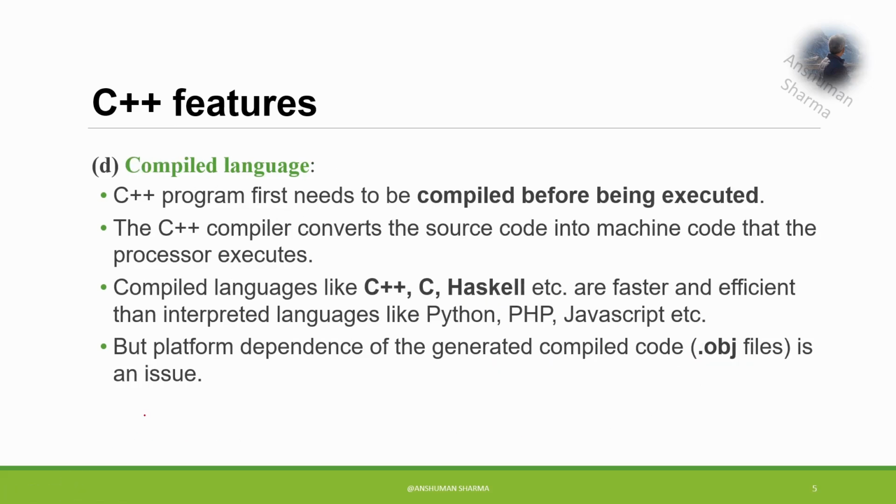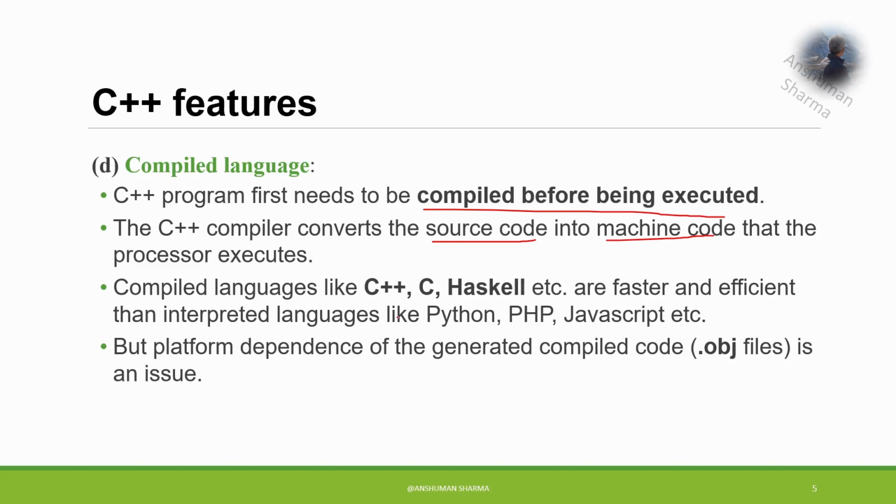Next, it is called a compiled language. As you know, we have to make a program. When we make a program, it is called the source code of the program. Whenever you have to run or execute a C++ program, you need to first compile the code before it is executed. So it is called a compiled language because you need a C++ compiler that converts the source code into machine code that the processor executes.